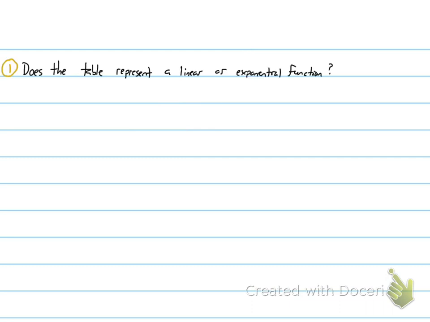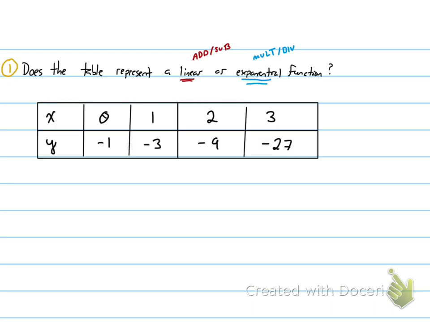So in example number 1, we want to know, does this table represent a linear or exponential function? Linear would mean that we'd be adding or subtracting. Exponential would be multiplying or dividing. So here we have our chart. We're going up by 1 each time.